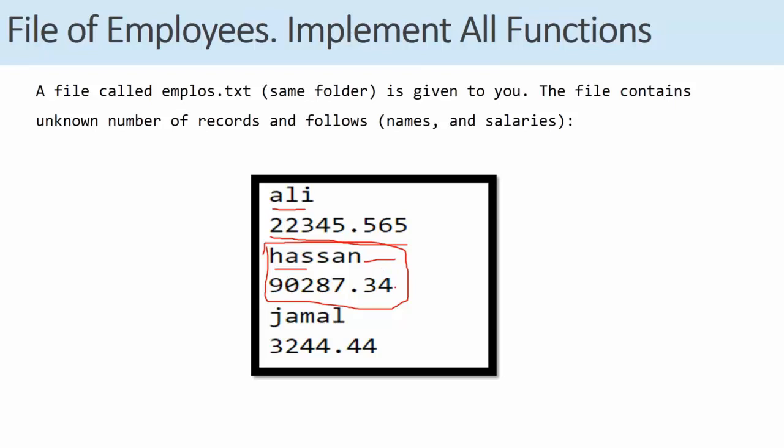Maybe in other examples, I'll show you the same example, but with the name separated by comma and then the salary in the other line. Okay? So there are so many ways to do this. The file name is employees. Maybe it exists, maybe not. We don't know. The file contains an unknown number of records. That's fine. Names and salary. So Ali, salary is this much. Hassan, Jamal, and so many others.